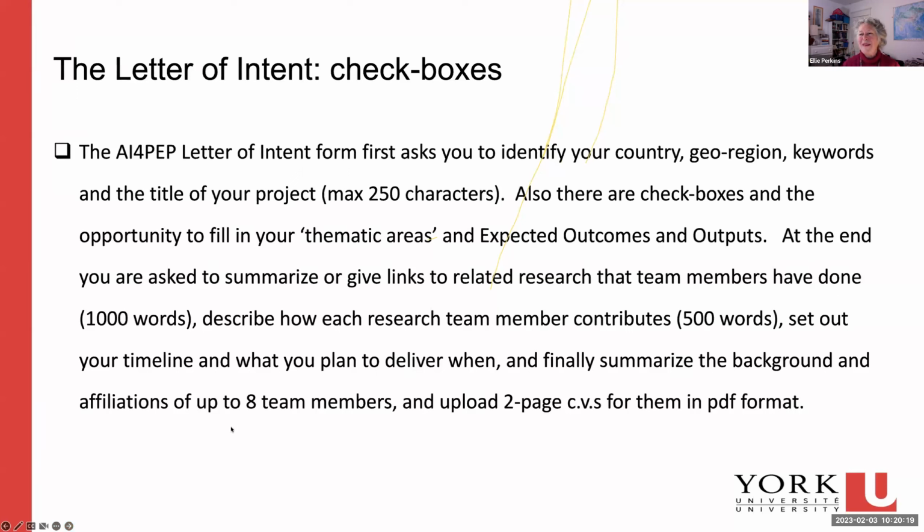So the form that you're asked to complete for the letter of intent asks for information in two ways. One of them is check boxes where you have some choices of keywords and areas of focus, your country, your region, the related research. Sometimes you're asked to upload pieces of CVs or summarize the kinds of research that members of your team have done before. It's fairly easy to take that from other documents that you probably have. So the check boxes are the easy part, right?